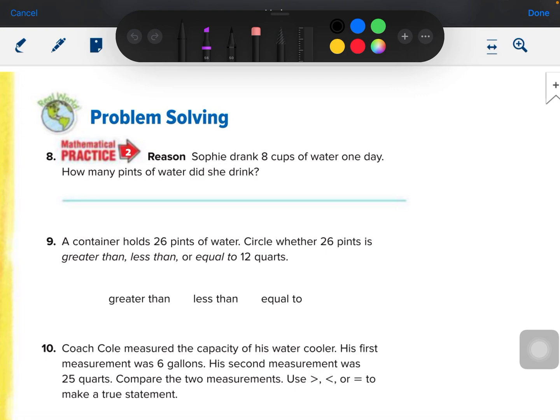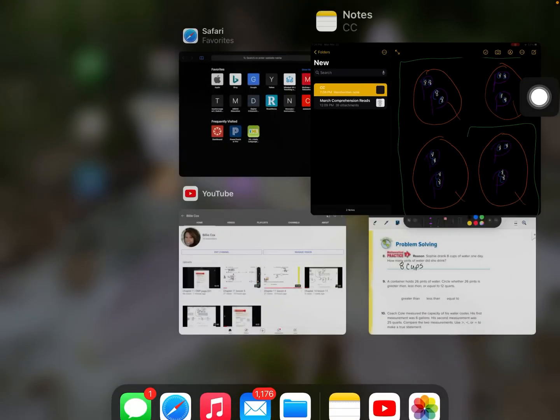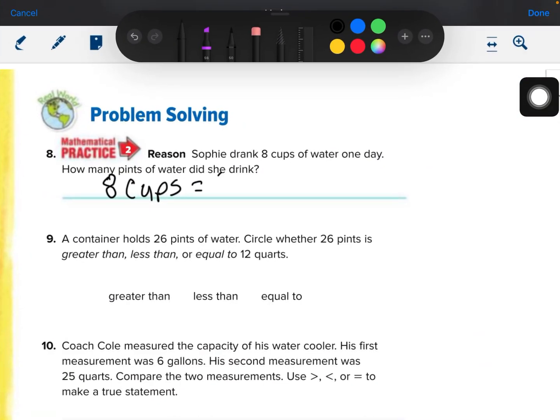Sophie drank 8 cups of water one day. How many pints did she drink? Okay, so we have 8 cups. We can bounce on over to our poster. So she drank 8 cups. 1, 2, 3, 4, 5, 6, 7, 8. So she drank this many cups of water, and that's 1, 2, 3, 4 purple pints. So she drank 4 pints.